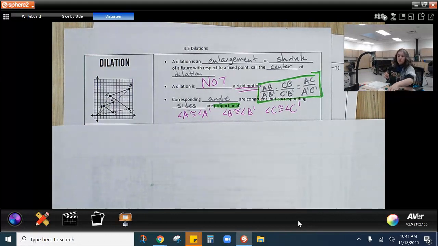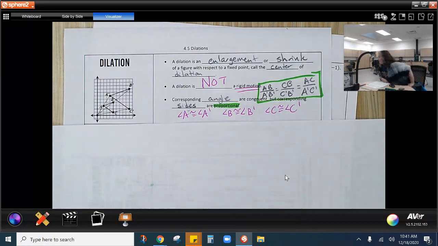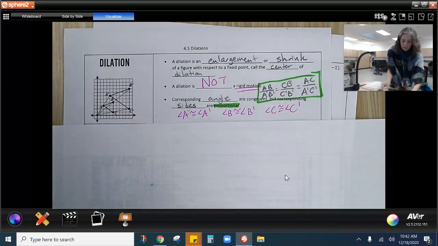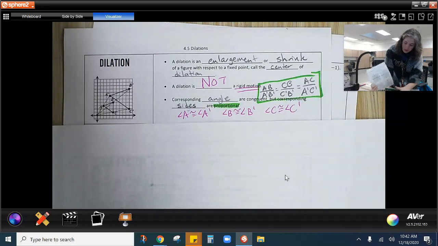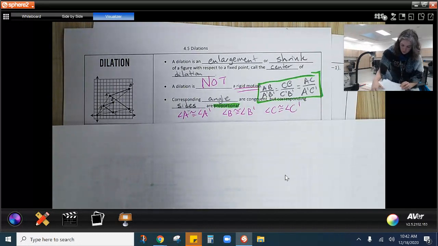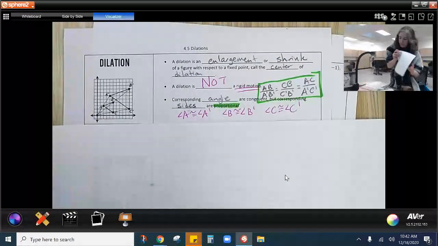I do want to remind you that there are 4 different transformations. I'm going to grab them, I think. Because now I can't find my paper because I have too many papers. There we go.